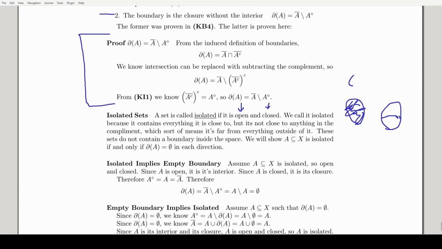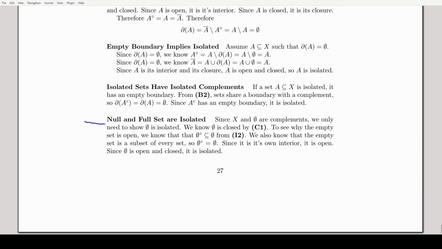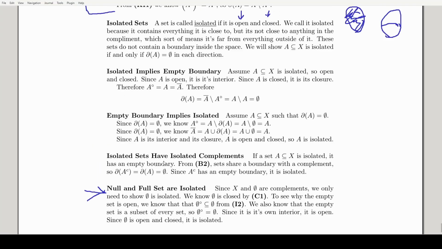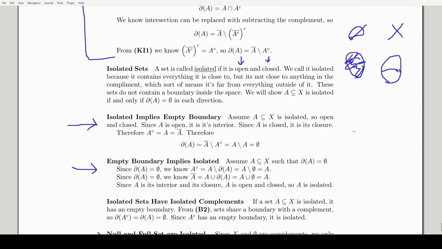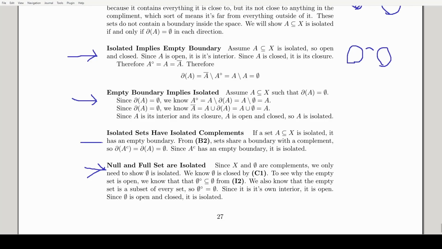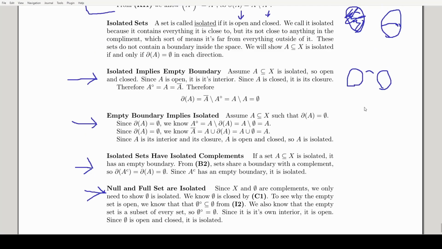The only two isolated sets in the real numbers are the empty and the full set, and actually the empty and the full set are always isolated, which I prove here. And also, a set is isolated if and only if it has an empty boundary. So if it doesn't share a boundary with anything, then it is isolated. That is sort of the concept there. And then finally, isolated sets have isolated complements. So if it's isolated, then its outside is also isolated. So hopefully that makes sense.